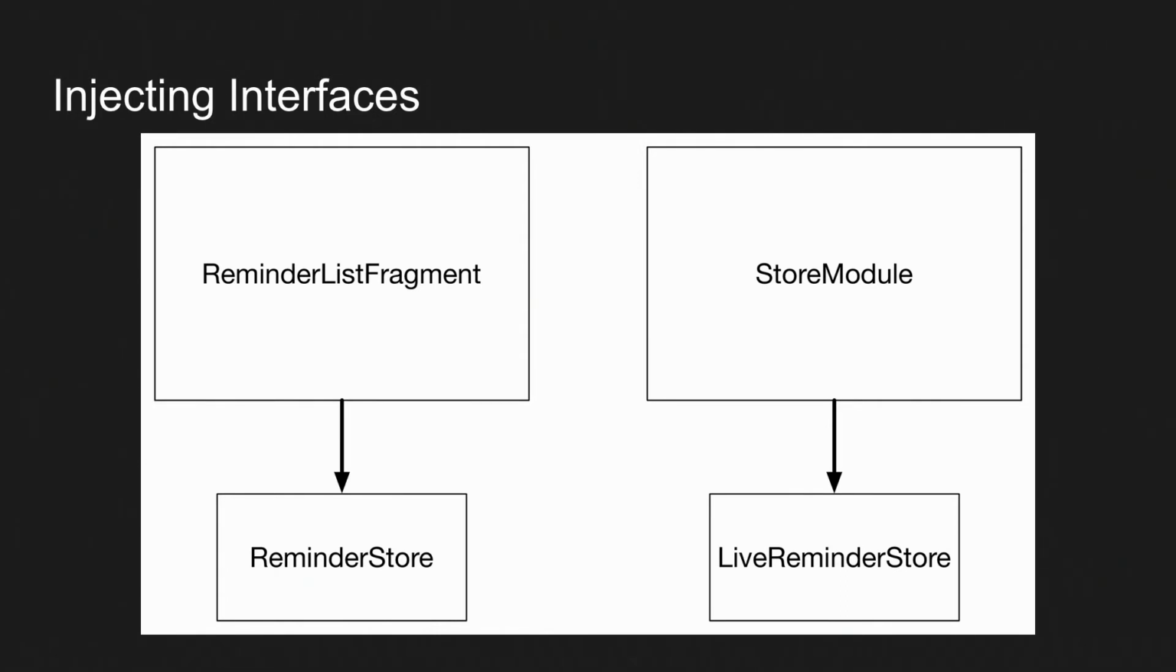So Dagger can provide that particular object I need. In my store module, I just need to provide a subtype of that interface. So I have a live reminder store. I return that, and to my list fragment, it is none the wiser. It just says, hey, this is something that can give me a list of reminders, so it's happy.